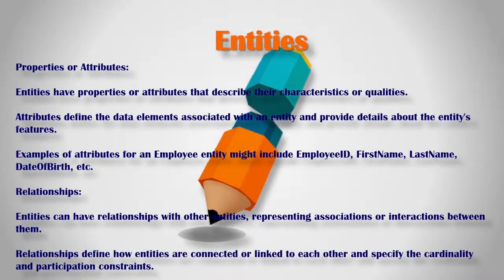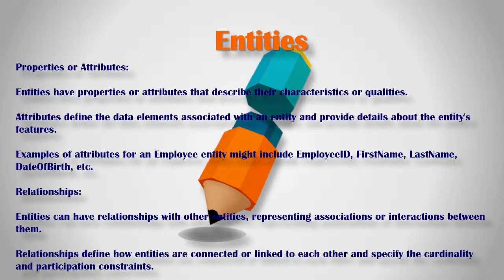Properties or attributes. Entities have properties or attributes that describe their characteristics or qualities. Attributes define the data elements associated with an entity and provide details about the entity's features. Examples of attributes for an employee entity might include ID, first name, last name, date of birth, etc.